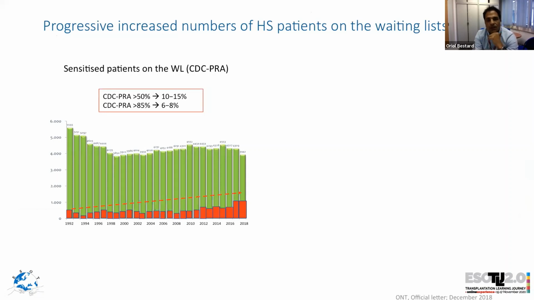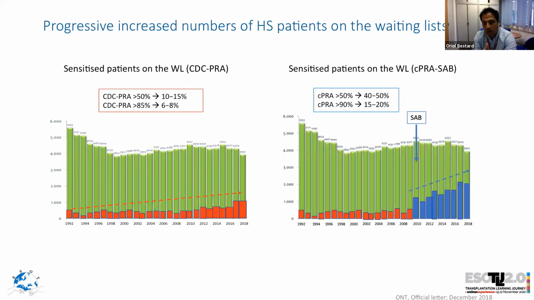As you can see here, these are the number of patients on the waiting list in Spain until 2 years ago. In red, you have the number of patients that were classified as highly sensitized using a CDC PRA assay. However, when we started to use the single antigen beads assay, you can see how the number of patients classified as highly sensitized was at least twofold the CDC classification, increasing significantly the amount of patients up to 15 to even 20% of the patients on our waiting list.